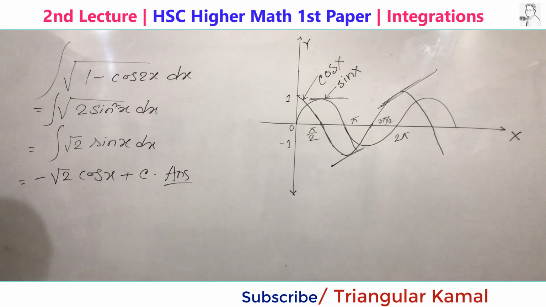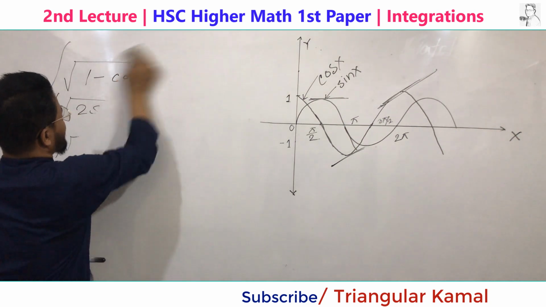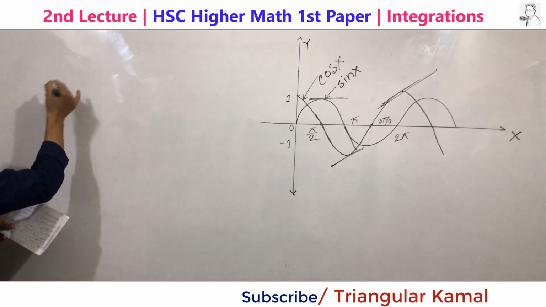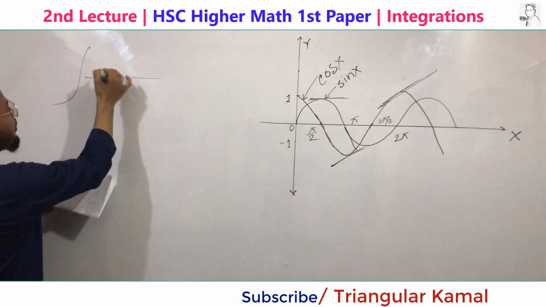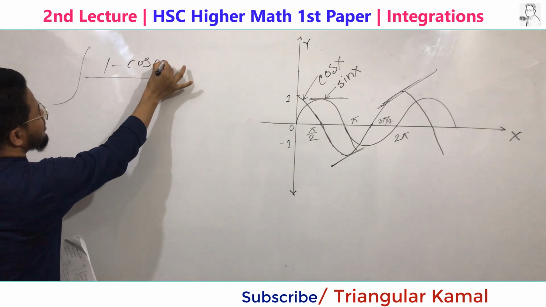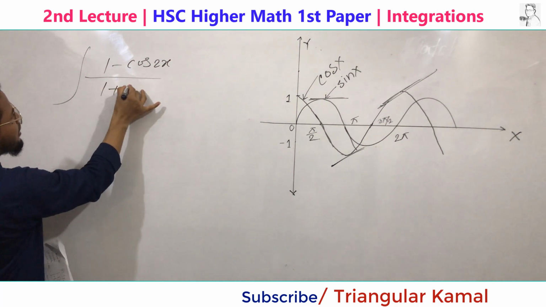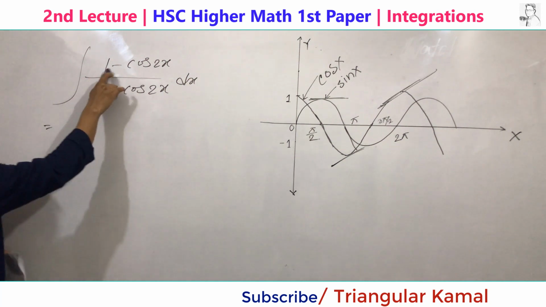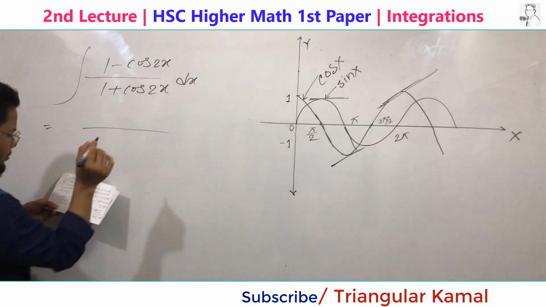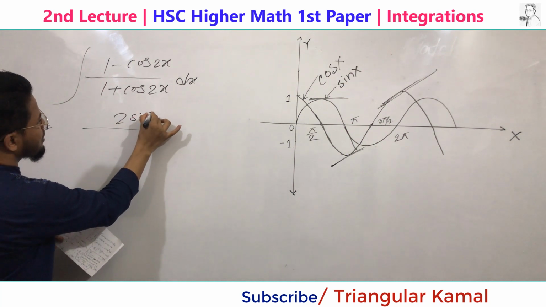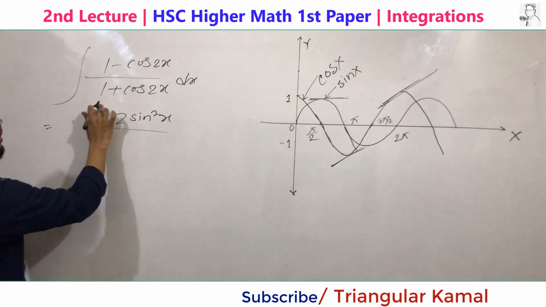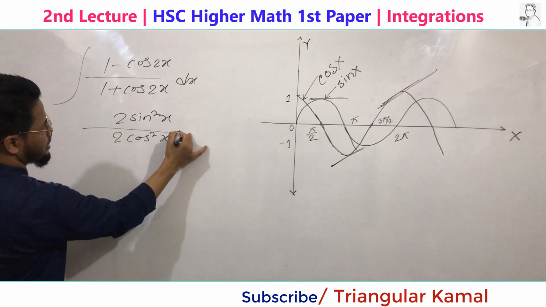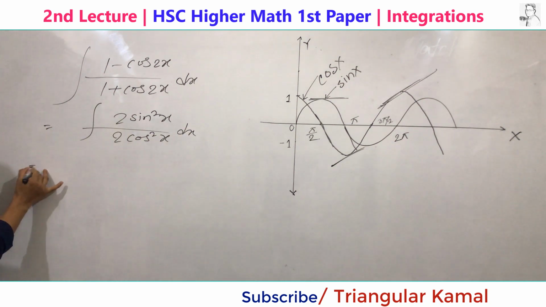Now we will review another one. Okay, dear audience, give attention to the next one. Like the integration of 1 minus cos twice x over 1 plus cos twice x dx. So 1 minus cos twice x equals 2 sin square x, and 1 plus cos twice x equals 2 cos square x. This remains dx, with the integration here.